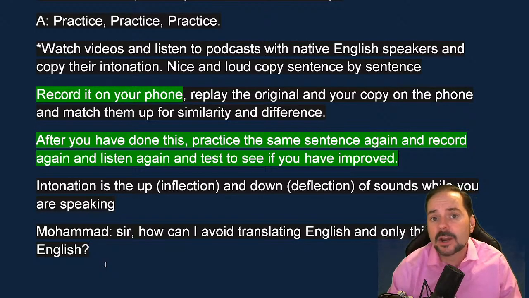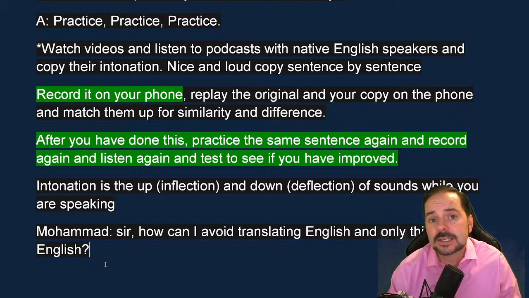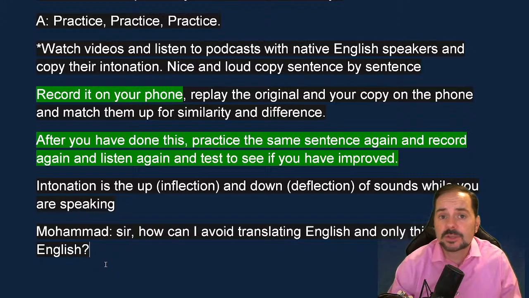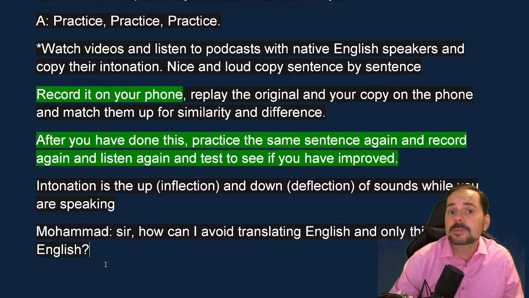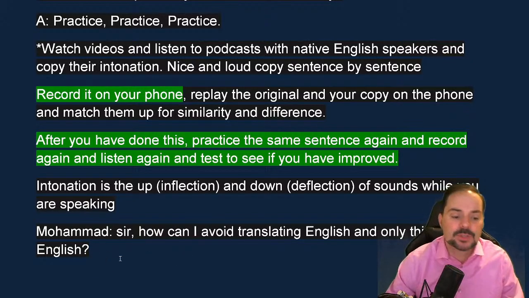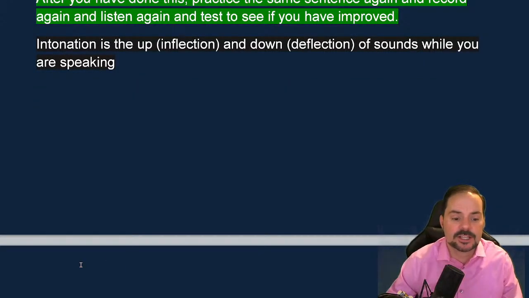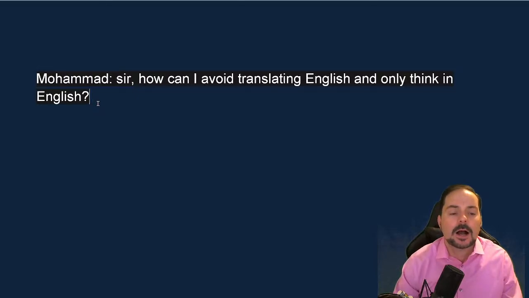Like if you're speaking Arabic, Mohammed, you might say, well, I know that some expressions in English don't exist in Arabic, and vice versa. Some expressions or ideas in Arabic don't really exist in English. So I don't want to be translating. And of course, the culture is different. So culturally, you want to sound different, right? Okay, so here's my answer, Mohammed.